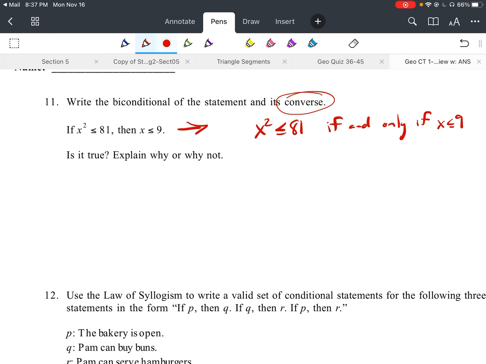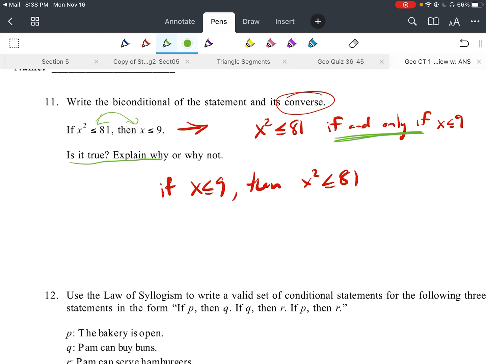And its converse. So the converse of that would be x is less than or equal to 9, and we'll put if then x squared is less than or equal to 81. So converse, remember, switches the order. They switch places here. Biconditional leaves them the same, but just puts this if and only if bit in the middle. So there's biconditional, there's converse.